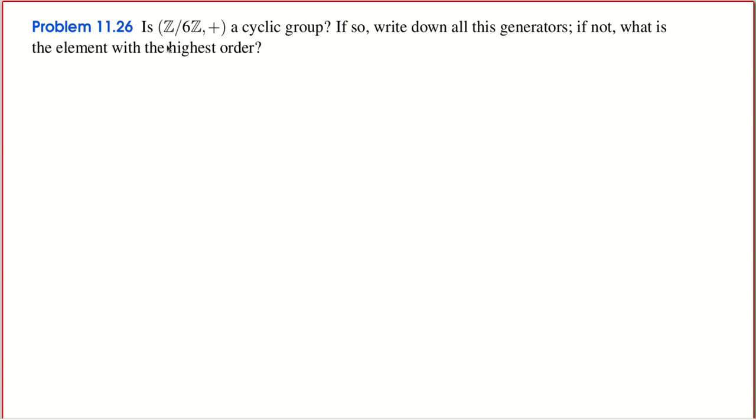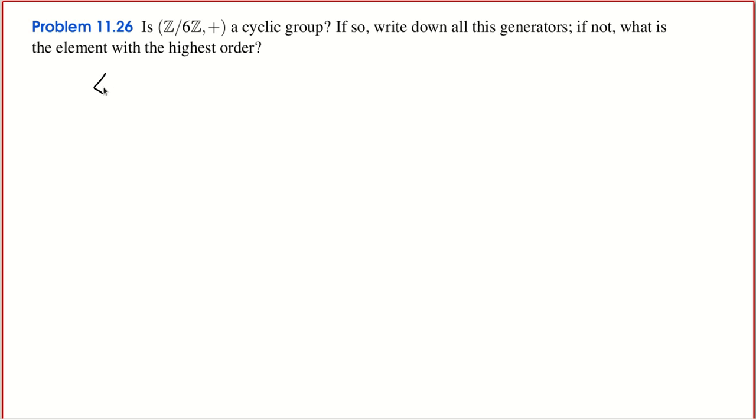The first question of this problem is whether the additive group of integers modulo 6 is a cyclic group. And if so, we have to write down all its generators. And if not, what is the element that has the highest order? Well, this second question makes no sense because the answer to the first one is yes. It is a cyclic group.